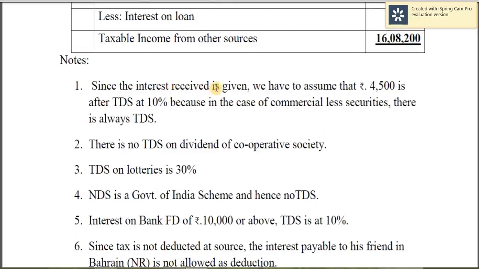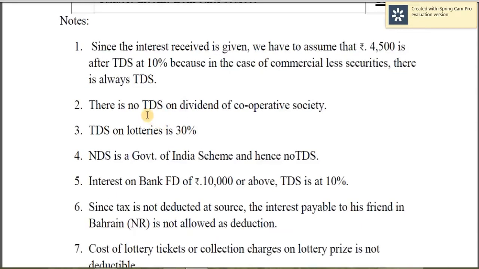Since the interest received is given, we have assumed that Rs 4,500 is after TDS at 10%, because in the case of commercial securities there is only TDS. There is no TDS on dividend of cooperative society. TDS on lotteries is 30%.